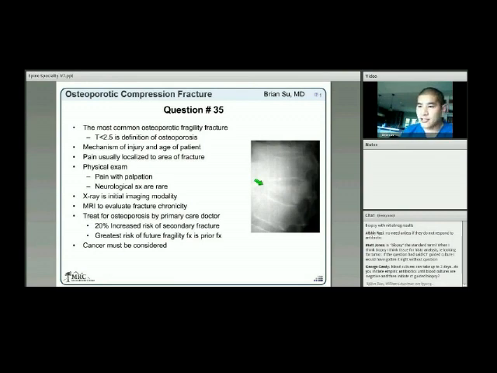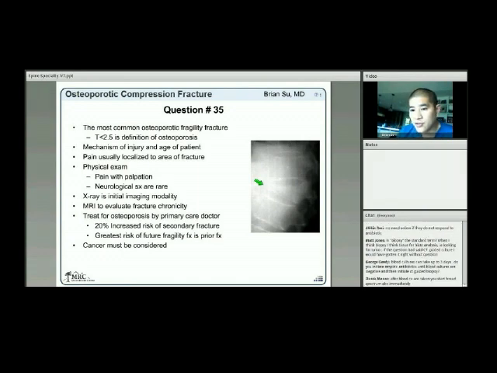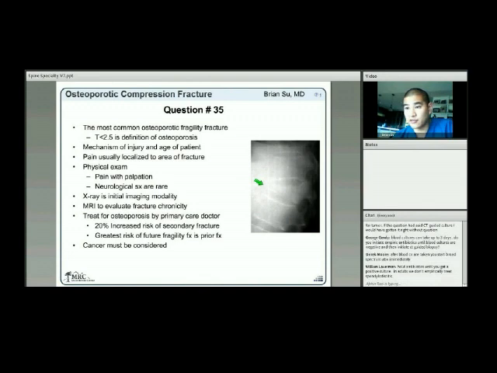If you want to look at fracture chronicity, you can definitely get an MRI, and you can see edema within the bones, and if there's edema, obviously it's an acute fracture. You need to tell the primary care doctor to treat for osteoporosis. This is a very hot topic, particularly for the in-training and for the boards. There's a 20% increased risk of a secondary fracture, so that's why it's important to treat the osteoporotic fracture. And the greatest risk of another fragility fracture is a prior fracture. Both of these have been tested in the past.